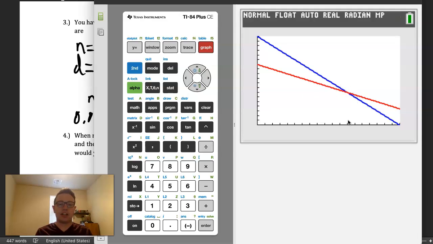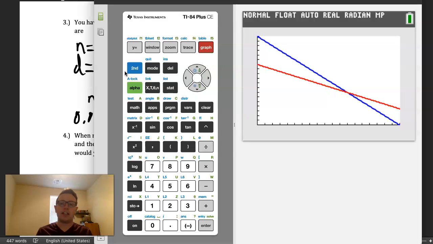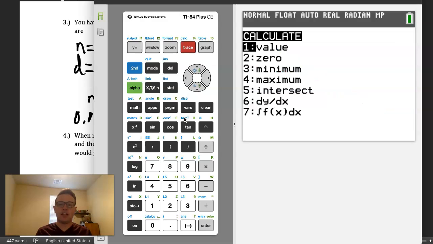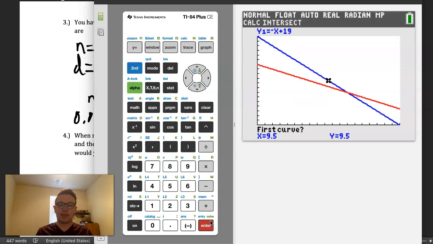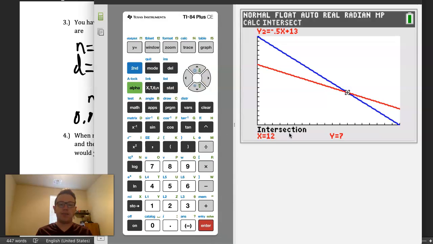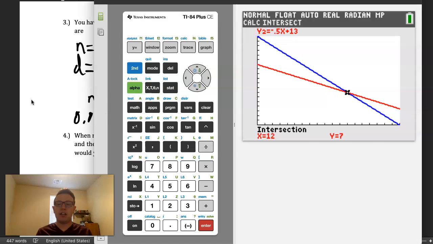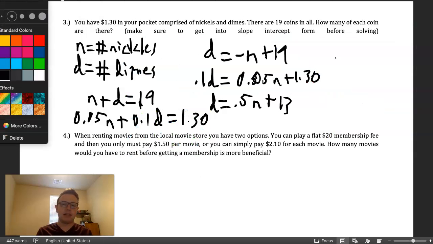And we see we have our intersection out here. Again, we could sort of squint, try to see what it is, or we could calculate it by pressing second, calculate on this top menu here, and looking for our intersect. We're going to choose the first line. I like the blue line, so we'll call that the first. We'll call the red line the second, and we want to get close to where we think they intersect. So we'll move that left or right, and we'll press enter. And we see that our intersection is x is 12 and y is 7. We said x was n, x was our nickels, and y was our dimes. So that means we have 12 nickels and 7 dimes.